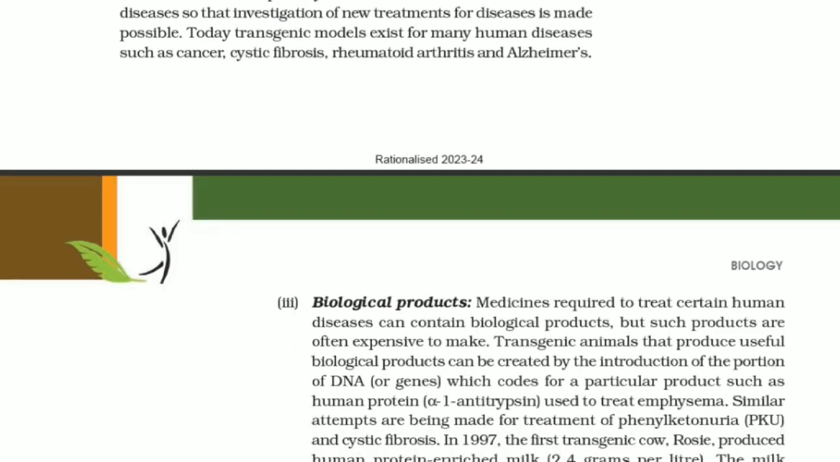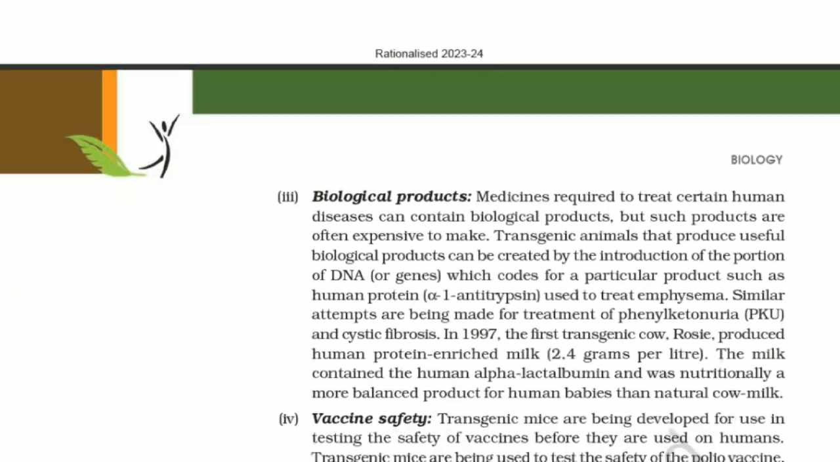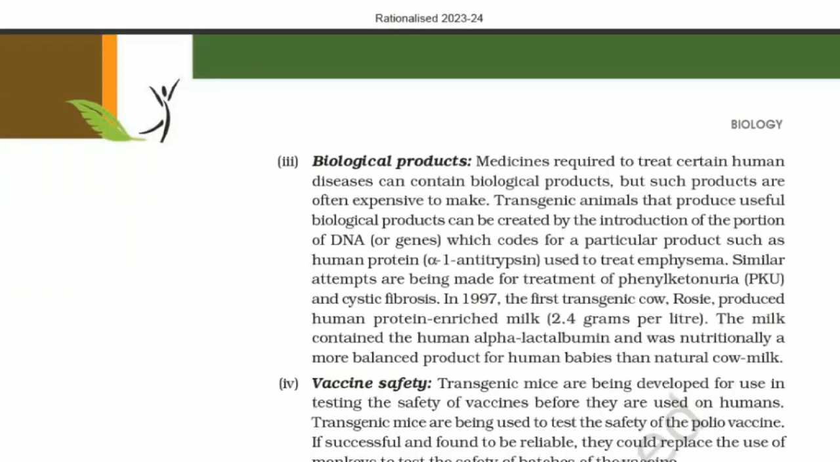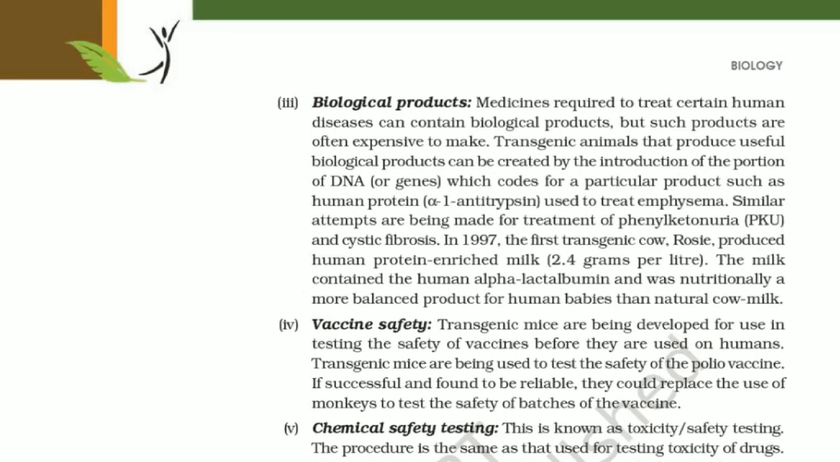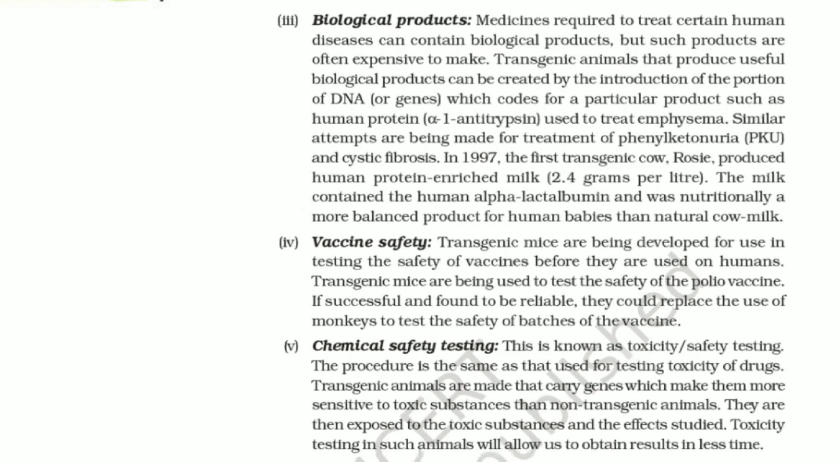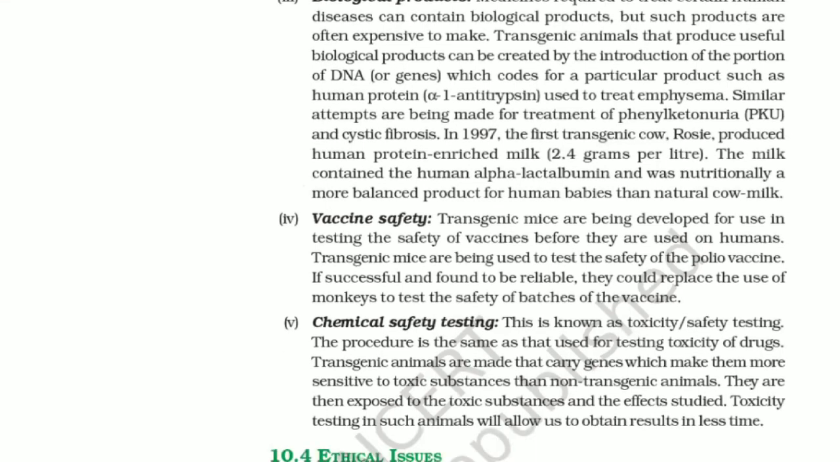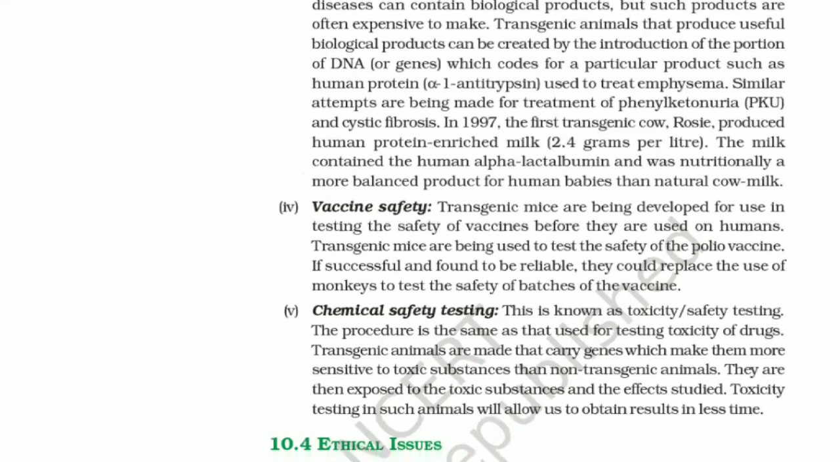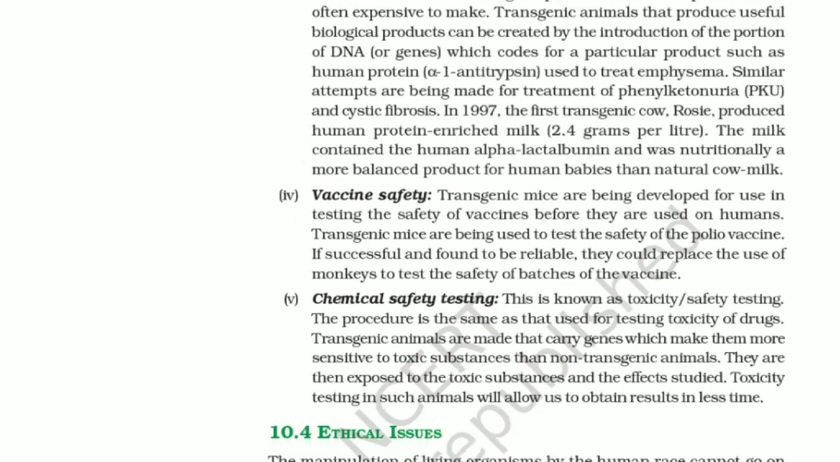Number three, biological products. Medicines required to treat certain human diseases can contain biological products, but such products are often expensive to make. Transgenic animals that produce useful biological products can be created by the introduction of a portion of DNA or genes which code for a particular product, such as the human protein alpha-1 antitrypsin, used to treat emphysema. Similar attempts are being made for treatment of phenylketonuria and cystic fibrosis.